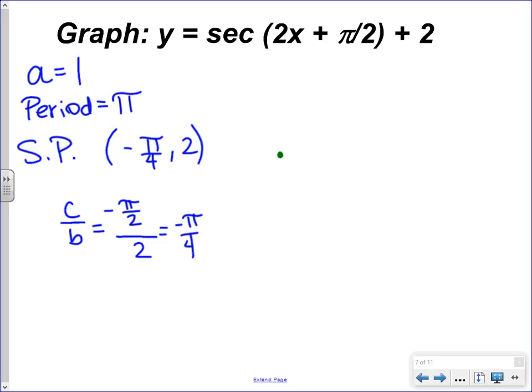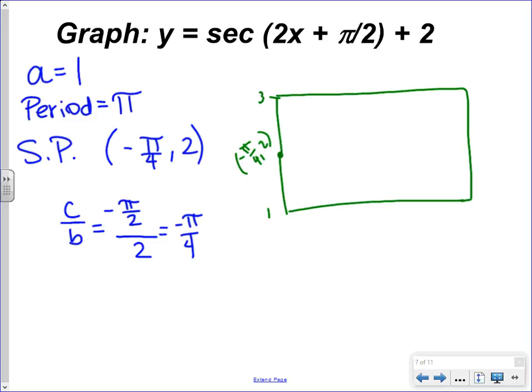Okay. So our starting point is negative pi over 4, 2. We'll go up 1 to 3 and down 1 to 1. Okay. We begin at negative pi over 4. Our period has length pi. So when we add pi to negative pi over 4, that means we're stopping where? 3 pi over 4.